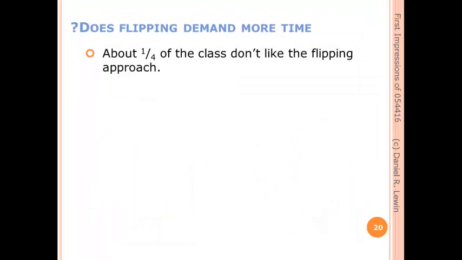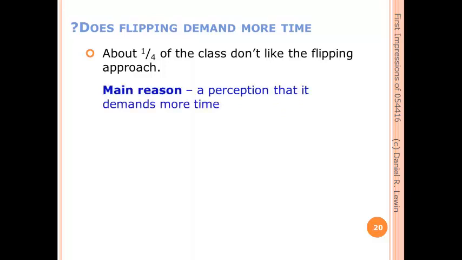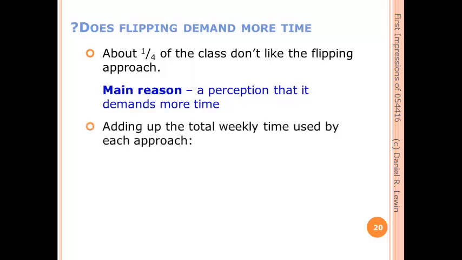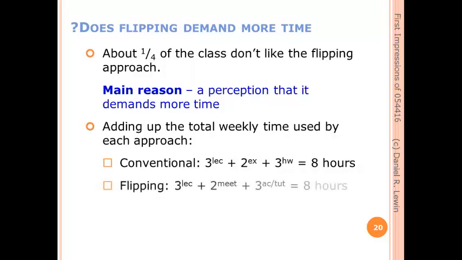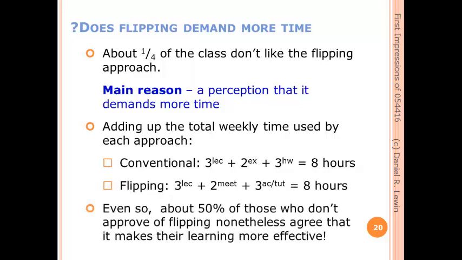Even more interesting is that of the 28% who didn't like flipping, half of them admitted that they learnt far more effectively with a flipped approach. Indeed, analysis of the reasons for the opposition to flipping is their impression that it involves more work. However, adding up the time allocated for each of the 2 approaches shows that in fact flipping does not require more time. The same amount of time is just used more effectively with the flipping approach. Even so, about 50% of those who didn't approve of flipping nonetheless agree that it makes their learning more effective.